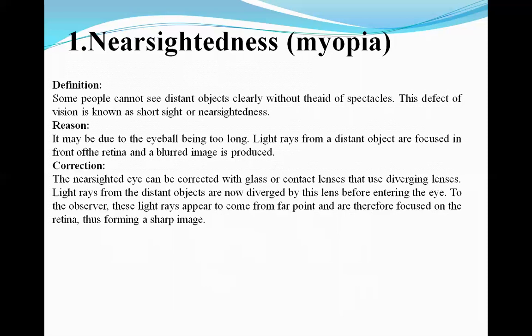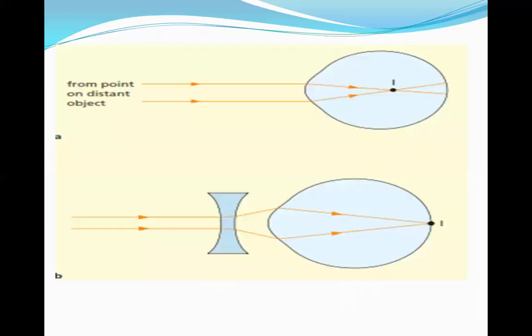What does the diverging or concave lens do? It spreads the light. Light rays from a distant object are diverged by the thin lens before entering the eye of the observer. These rays appear to come from a far point and they are focused on the retina to form a sharp image. Let's see the diagram of it.